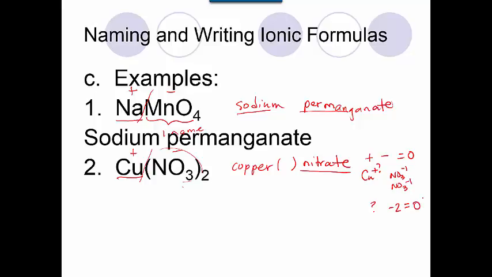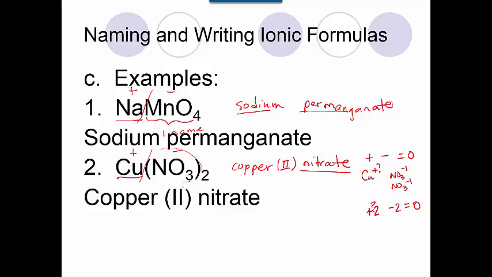So if you do some quick algebra here, we know that this copper had to have a +2 charge in order for the -2 to all equal 0. So we would put a Roman numeral 2 there. And that is what we should have printed.